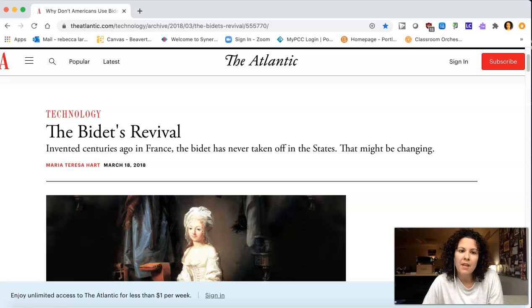Today we're going to be reading our mentor text, The Bidet's Revival, and we've already read it through at least once, but this time we're really looking at the research. As we are taking our own notes and thinking about how we pull important quotations out of research, what do we have to say about that and how would that incorporate into our story, I want us to look to this mentor text to see how she did it.